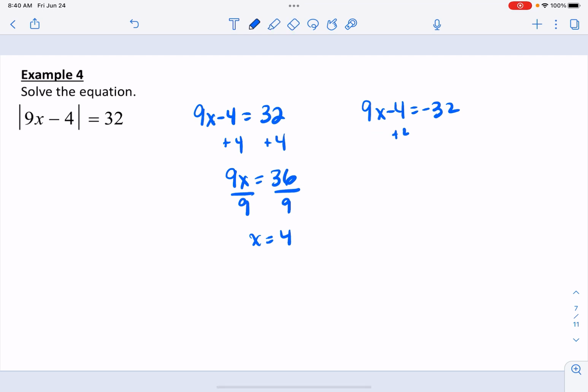I add 4 to both sides. 9x equals -28. I divide by 9. X equals -28 over 9. And that's okay to have fractions. A lot of times you're going to have fractions. Remember, I like my answers as improper fractions, so make sure you leave them like that. And make sure your fraction is reduced. There's nothing that goes into both 28 and 9.